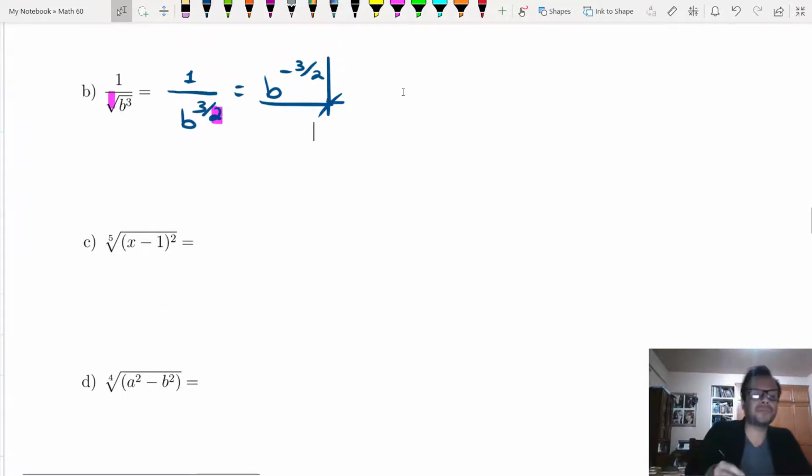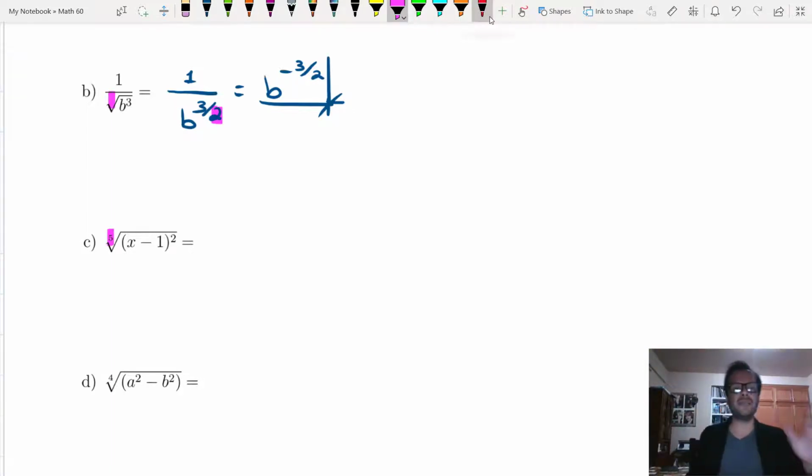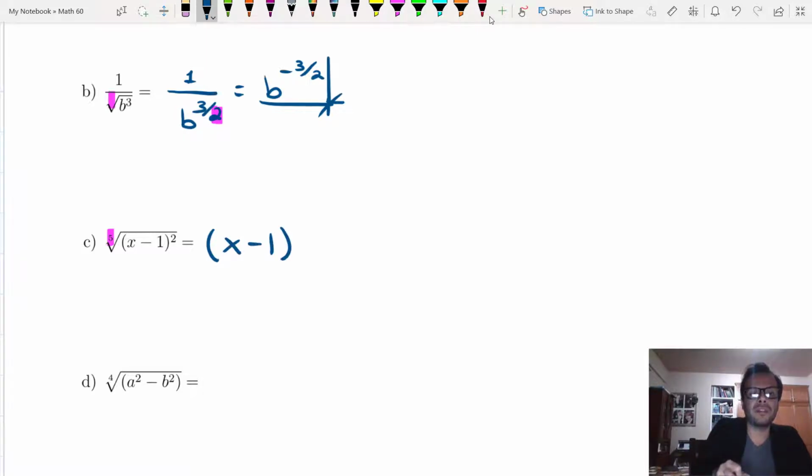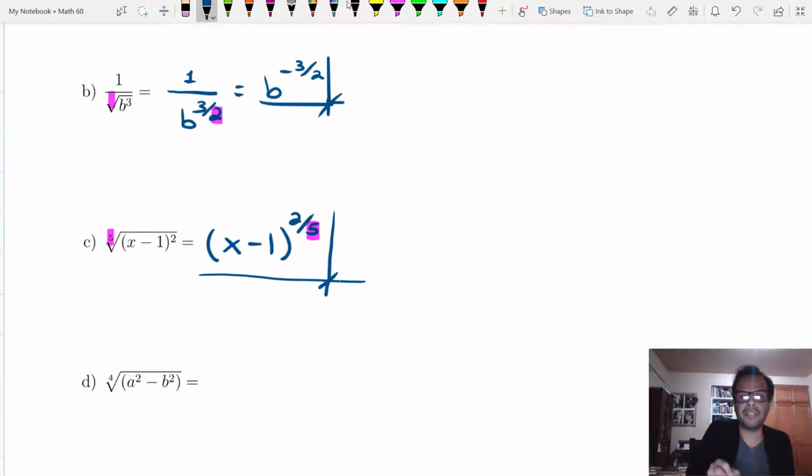So that's what we do. For letter C, number 1, let's identify the index of the radical. The index of the radical is 5, so that means that's going to be the denominator of the rational exponent. Notice the parentheses. We are going to remain with those parentheses: x minus 1 to the 2 divided by 5. Notice how this 5 becomes the denominator of the rational exponent. And be careful here.